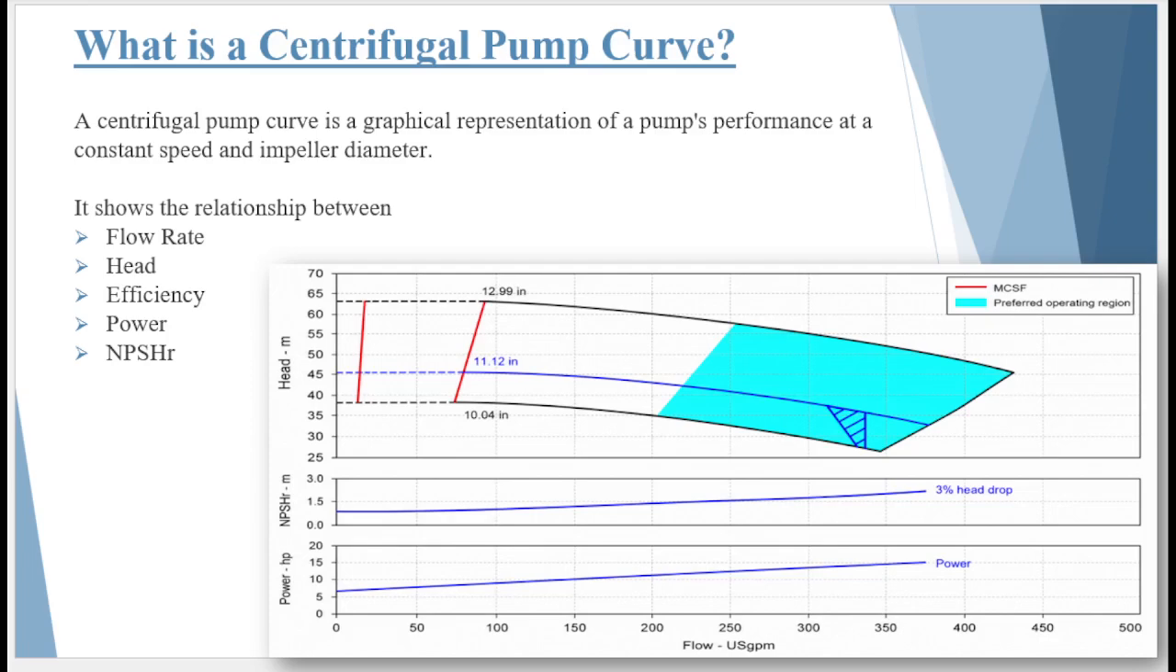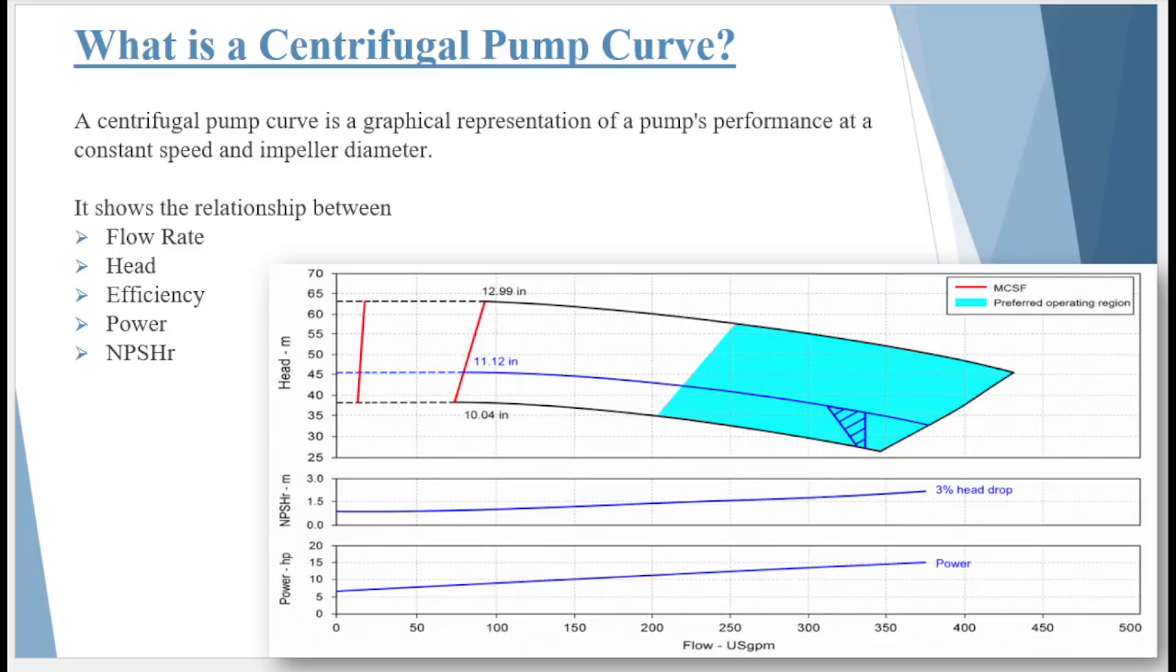Now, let's look at the graph shown on the slide. This is a typical pump performance curve supplied by pump manufacturers. Although it may look complicated at first, it is actually very easy to understand. As you can see, the graph contains multiple curves. Each curve represents a different performance characteristic of the pump, such as the pump head, power, efficiency, and NPSH required. Together, these curves provide a complete picture of how the pump behaves throughout its operating range.